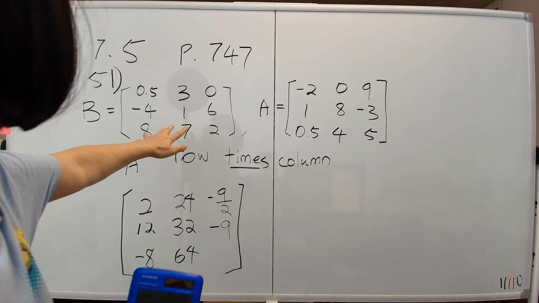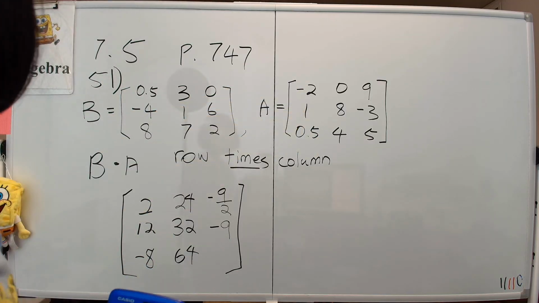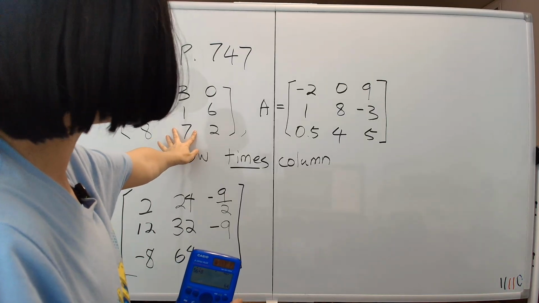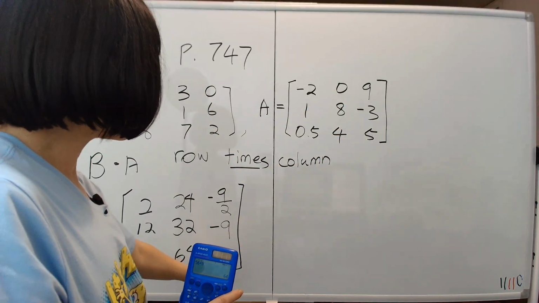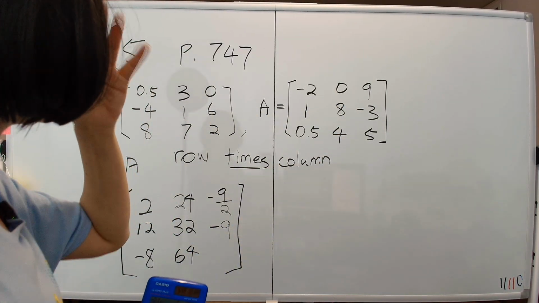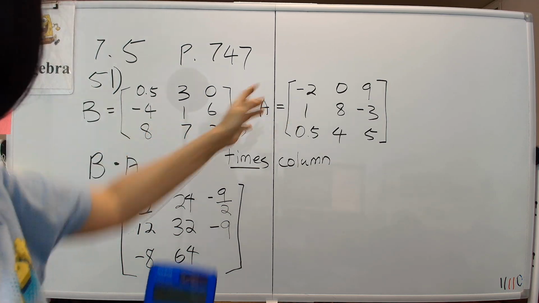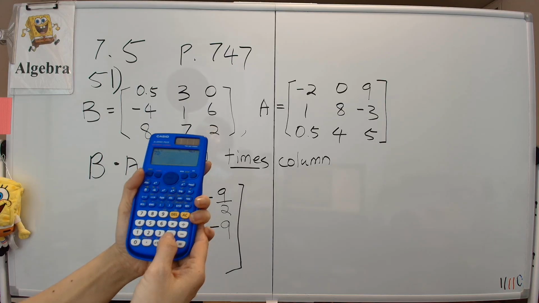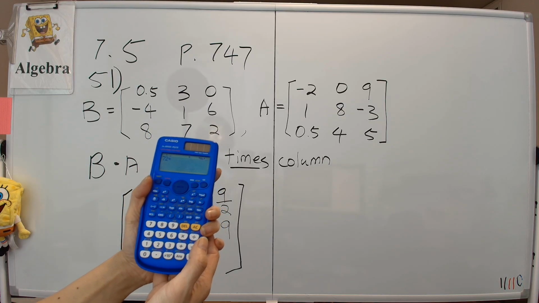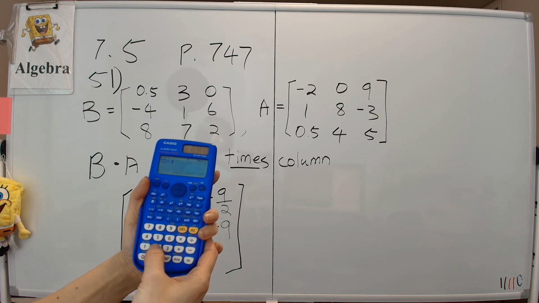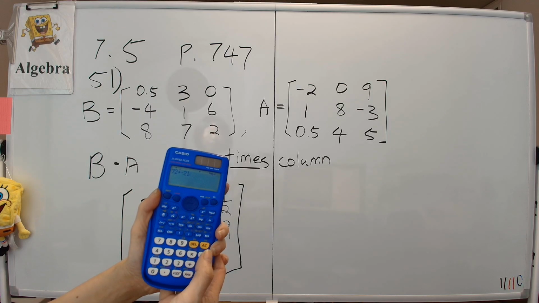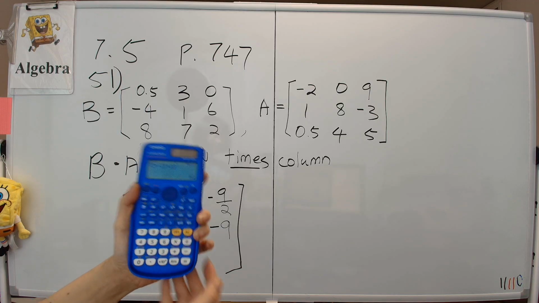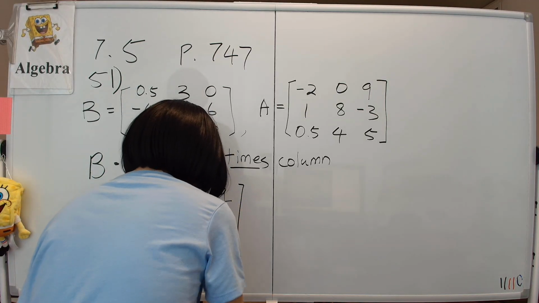And lastly, third row, third column. The result also goes to third row, third column. So the third row times third column, let's multiply that out. 8 times 9 is 72. Plus 7 times negative 3, that's negative 21. And then plus 2 times 5 is 10. Okay, that gives us 61. And then that means we're done.